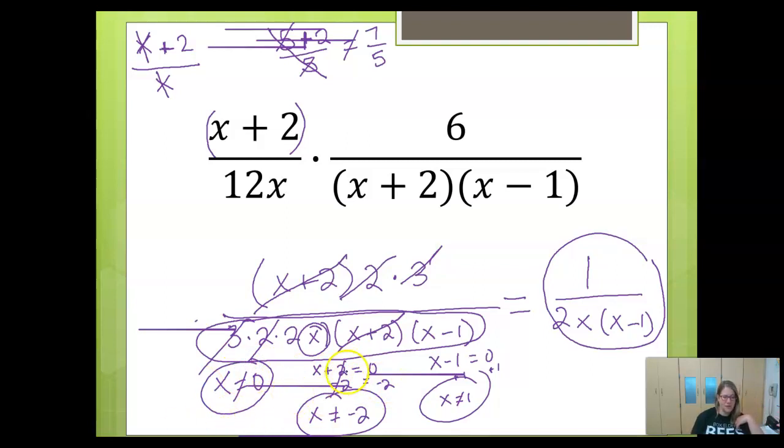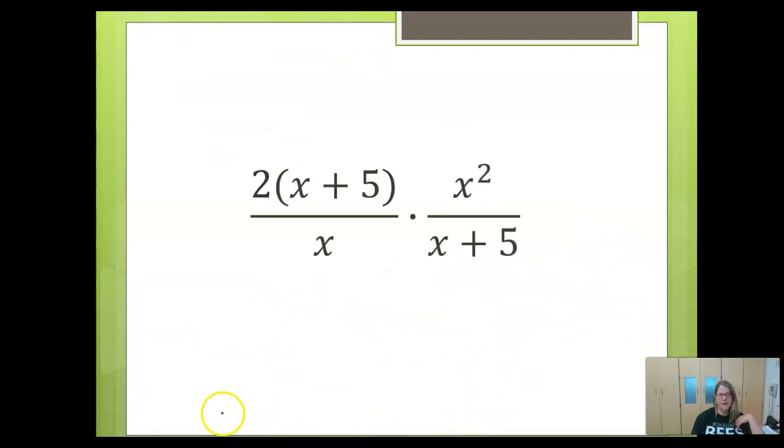Okay, so just make sure you do that little step at the end. Here's the simplified rational expression. Here are the values that x cannot be, because that will make it undefined.